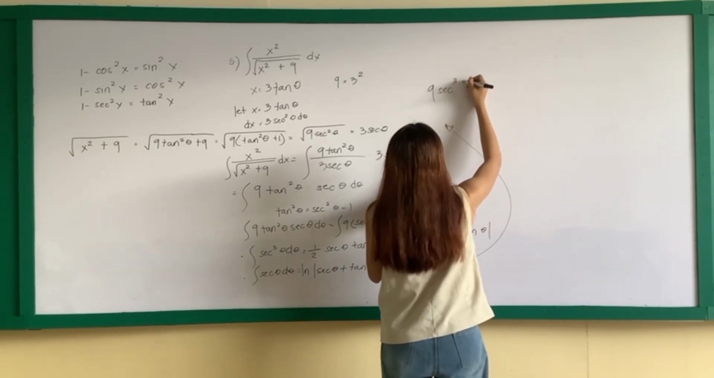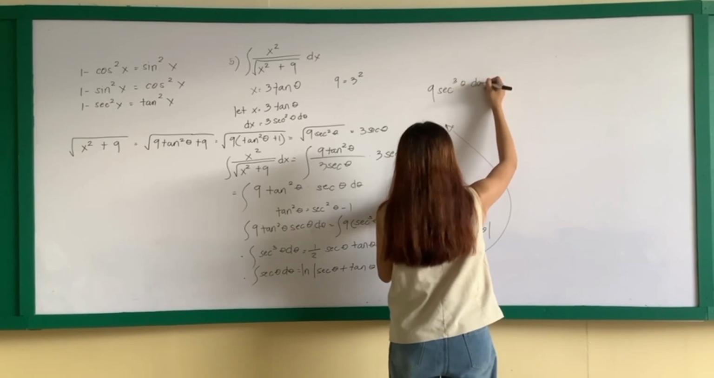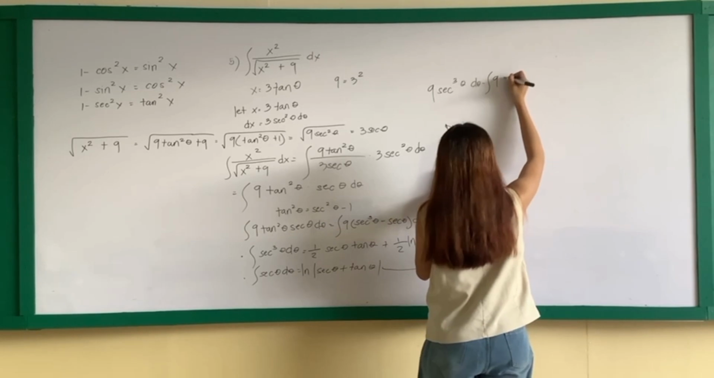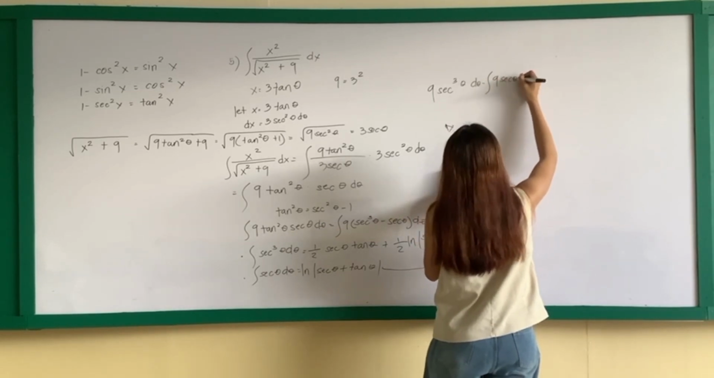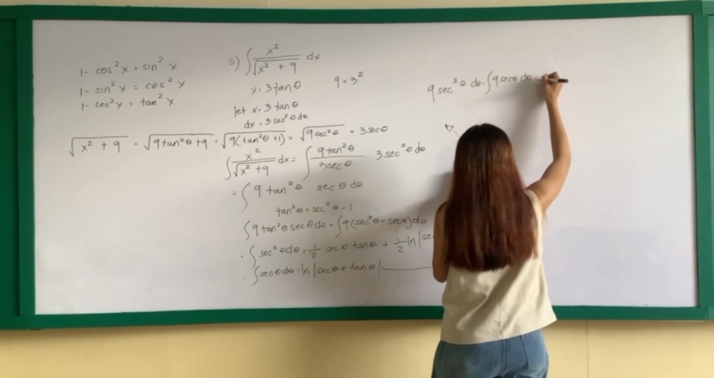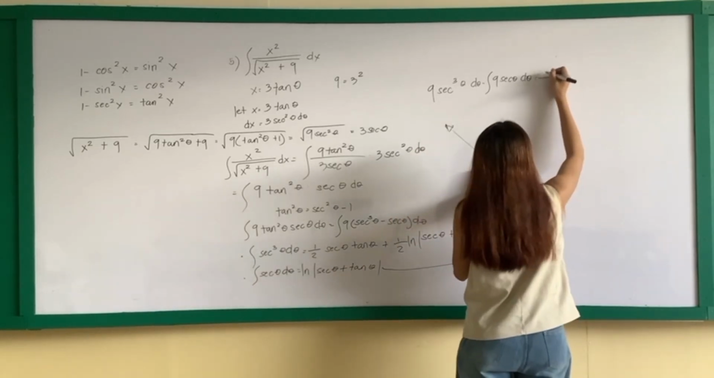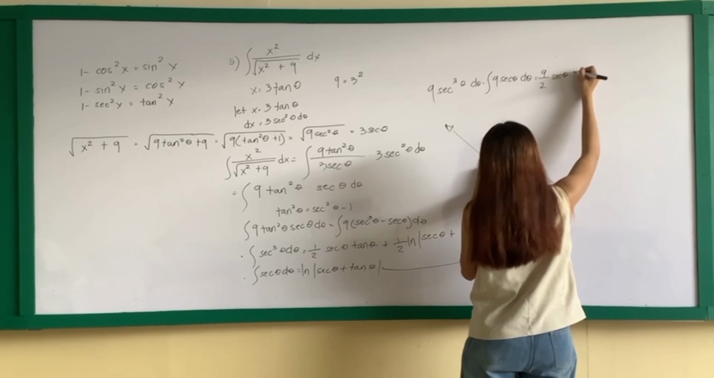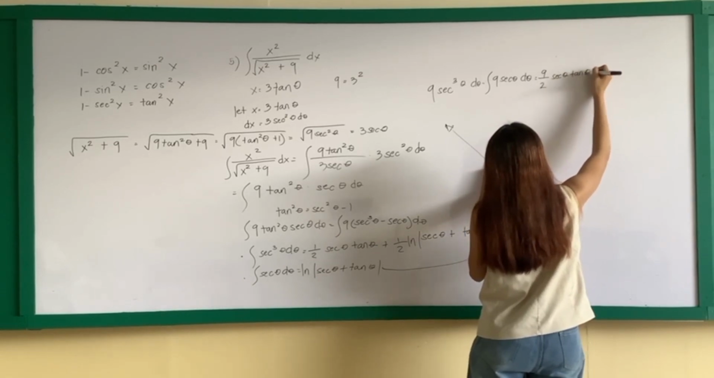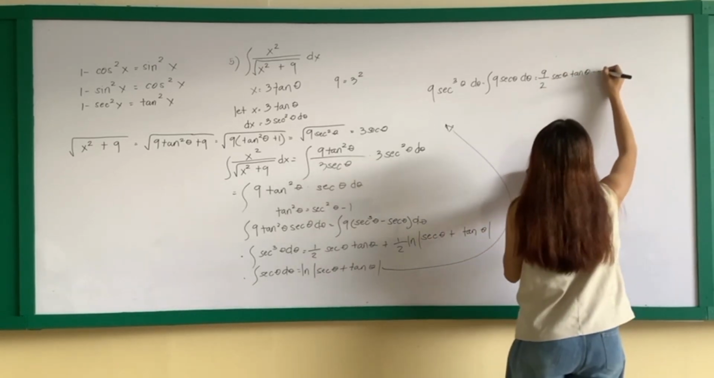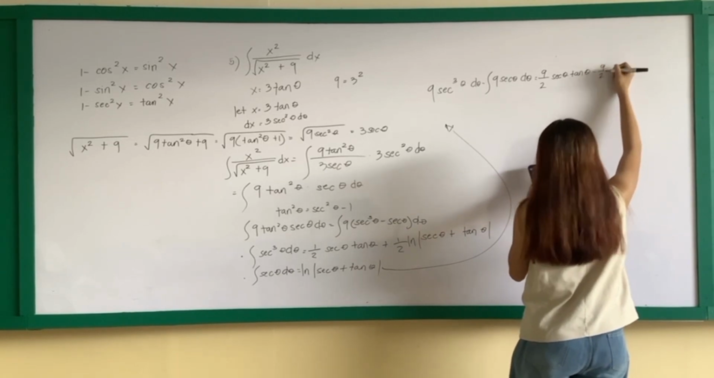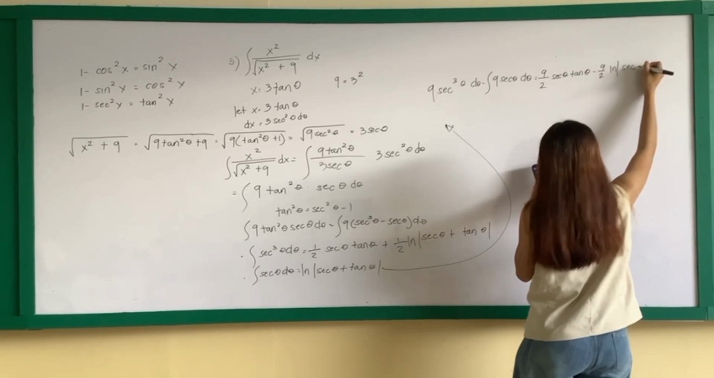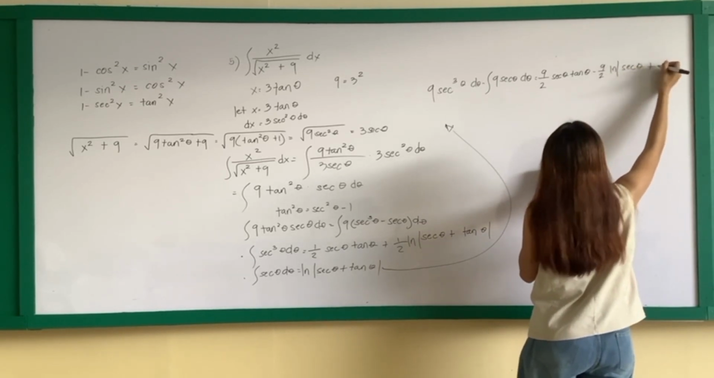So 9 times the integral of sec cubed theta d theta is equal to 9/2 sec theta tan theta plus 9/2 ln sec theta plus tan theta.